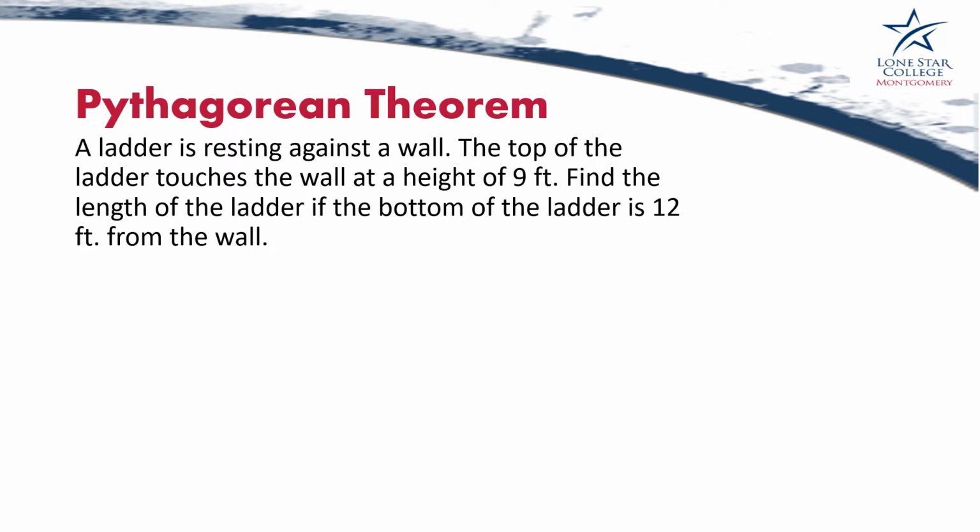So again, you always want to draw a picture. So we have a wall. Let's call this wall that's standing right here. It's our wall. And we have a ladder that rests against it. It says the top of the ladder touches the wall at a height of 9 feet. So if this is the top of the ladder here, it touches the wall at 9 feet. Find the length of the ladder, so we're looking for how long the ladder is, if the bottom of the ladder is 12 feet from the wall. So if this is the bottom of our ladder here, we can draw a line here. That means that's 12 feet away. So we're looking for this unknown length of the ladder.